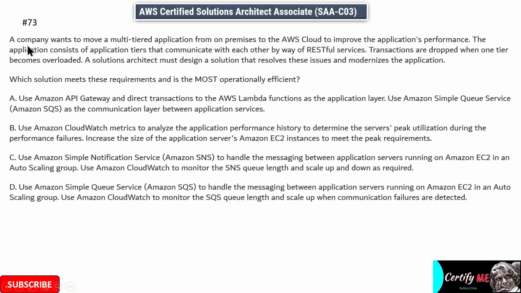Next question. A company wants to move a multi-tiered application from on-premises to the AWS cloud to improve the application's performance. The application consists of application tiers that communicate with each other by way of RESTful services. Transactions are dropped when one tier becomes overloaded. A solutions architect must design a solution that resolves these issues and modernizes the application. Which solution meets these requirements and is the most operationally efficient?